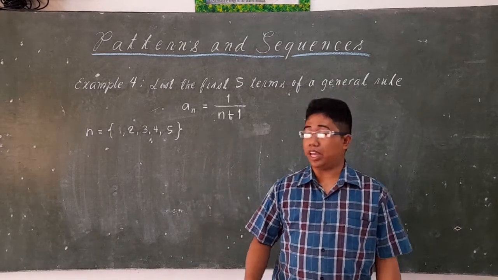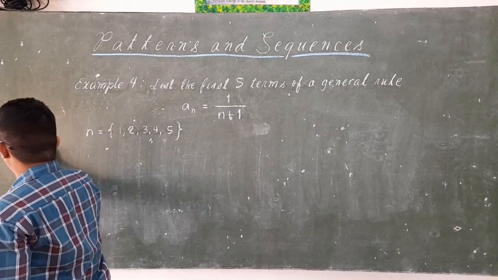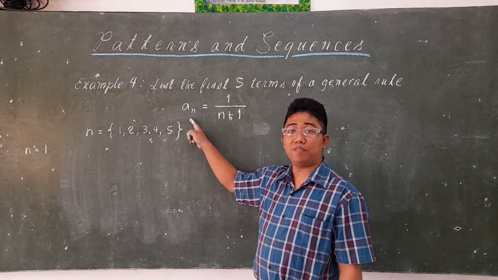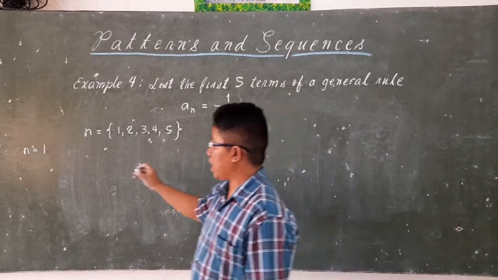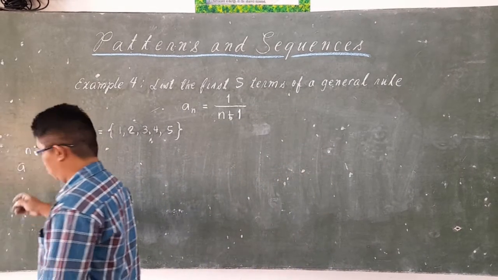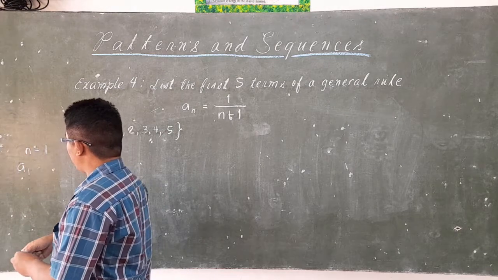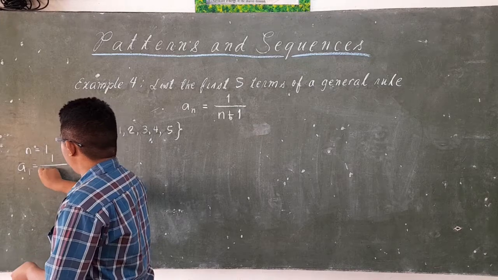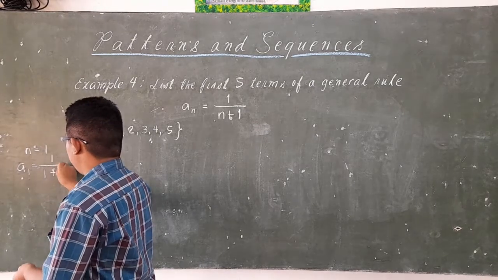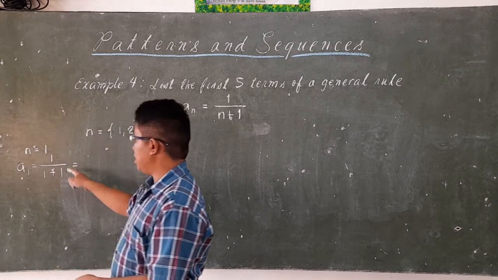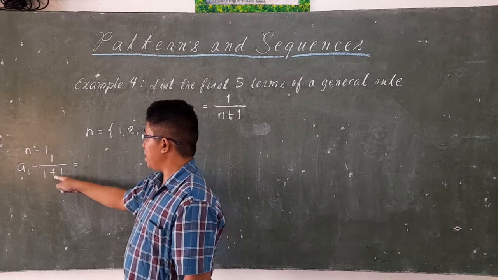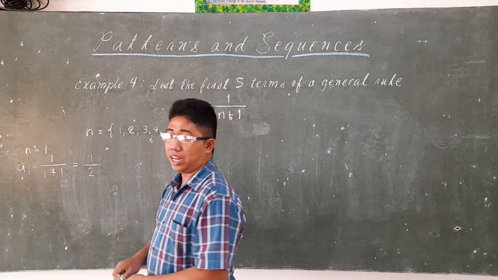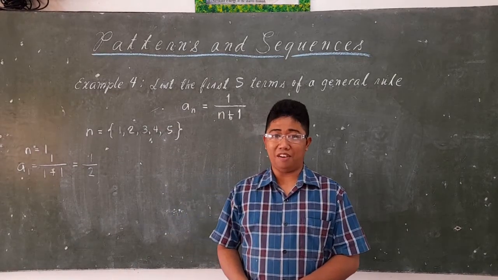Let us start with where n is equal to 1. We substitute into the general equation, where a sub n becomes a sub 1. So a sub 1 is equal to 1 all over 1 plus 1. Substitute and simplify: 1 plus 1 becomes 2, so it is 1 over 2. So a sub 1 is 1 half.